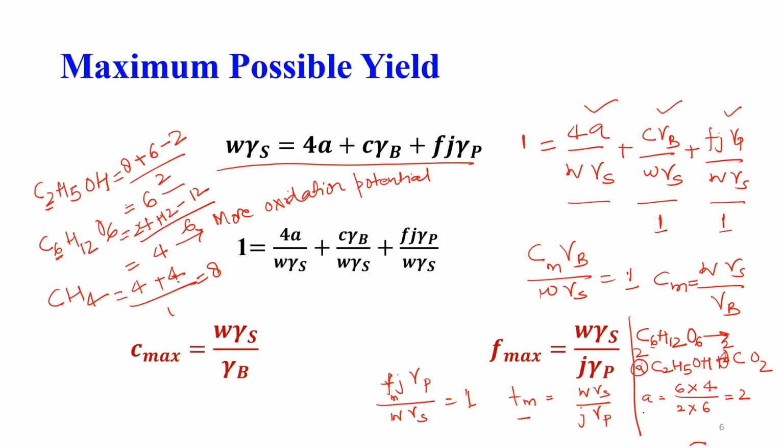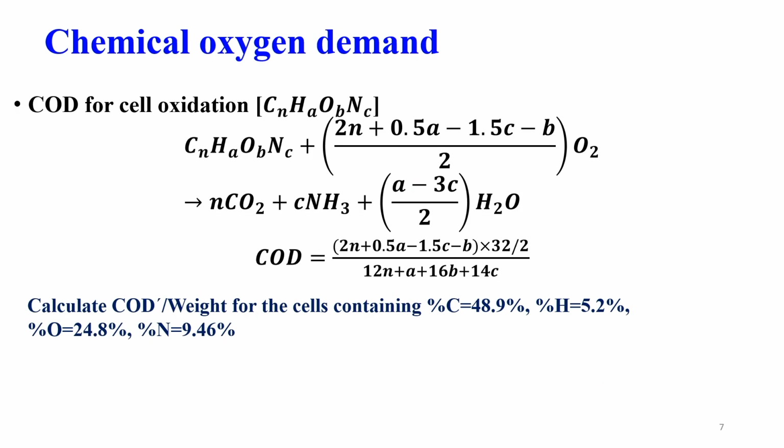So in this way, this was a simple example, but one should be able to calculate the maximum possible yield, or theoretically what is the value of the stoichiometric coefficient of a product or biomass. Next, one should be able to calculate the chemical oxygen demand.